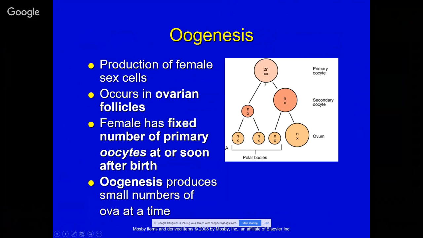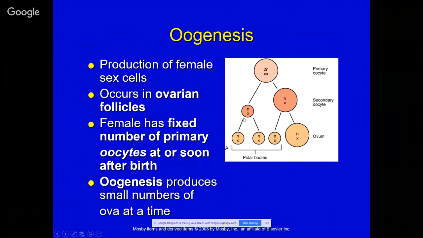Here's our primary oocyte. This starts as a 2N, or XX, for a female. We split into half, and one of these halves, the secondary oocyte, is much bigger than the other cytoplasm-wise, but has the same number of chromosomes within it. Now, these are polar bodies. Polar bodies are the support cells for this big ovum.